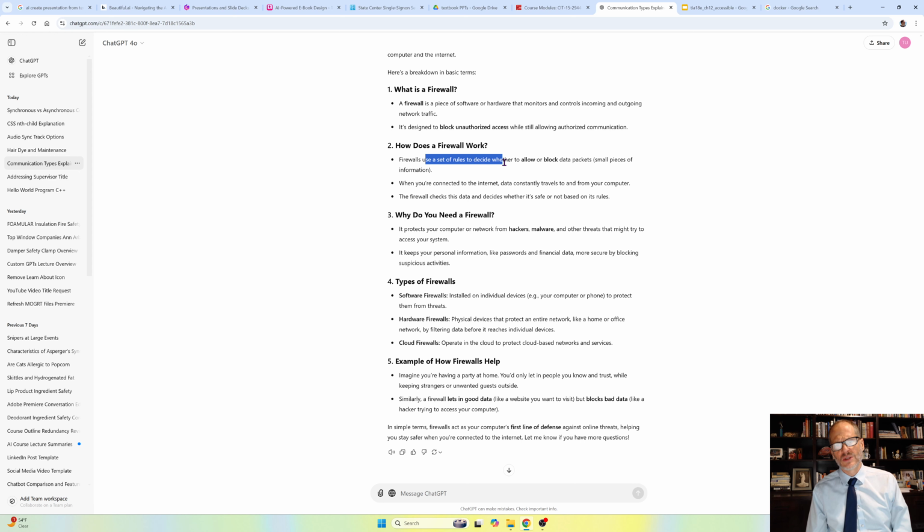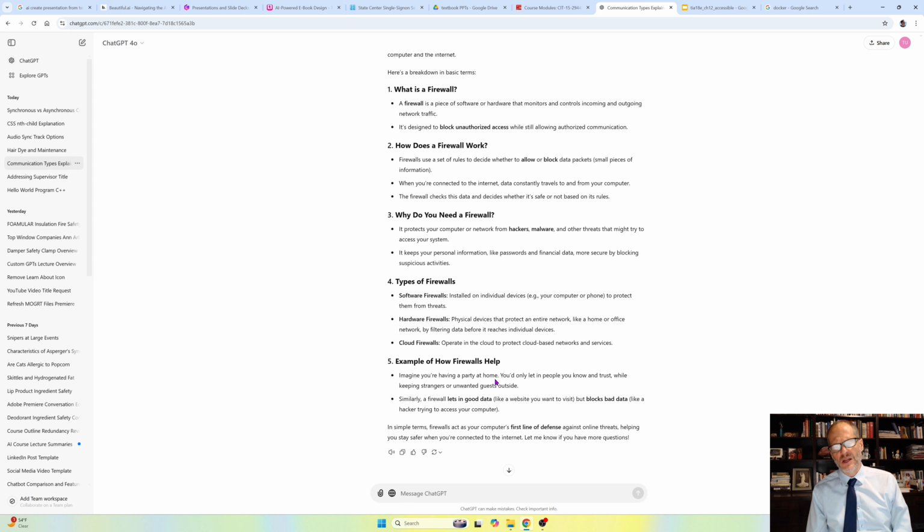Firewalls use a set of rules to decide whether to allow or block data packets, small pieces of information. When you're connected to the internet, data constantly travels to and from your computer. The firewall checks this data and decides whether it's safe or not based on its rules. A firewall protects your computer and network from hackers, malware, and other threats that might try to access your system. It keeps your personal information, like passwords and financial data, more secure by blocking suspicious activity. Firewalls installed on individual devices are software firewalls. And then, how firewalls help.